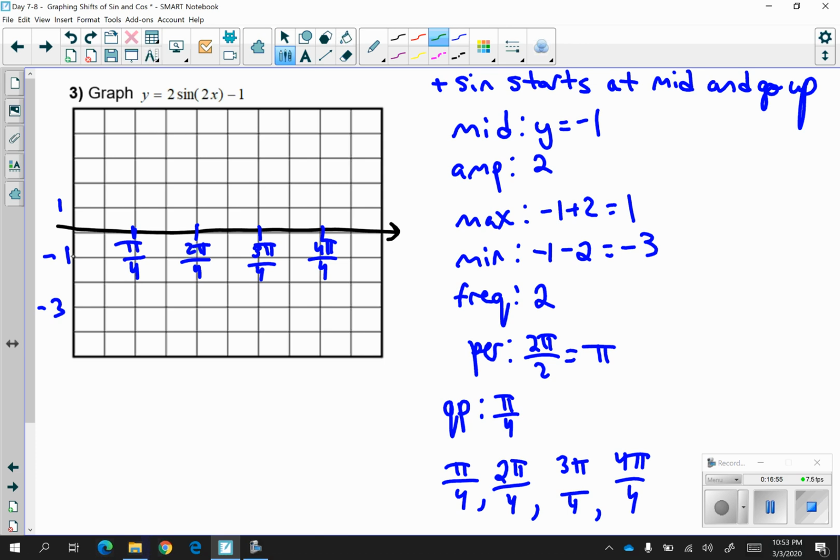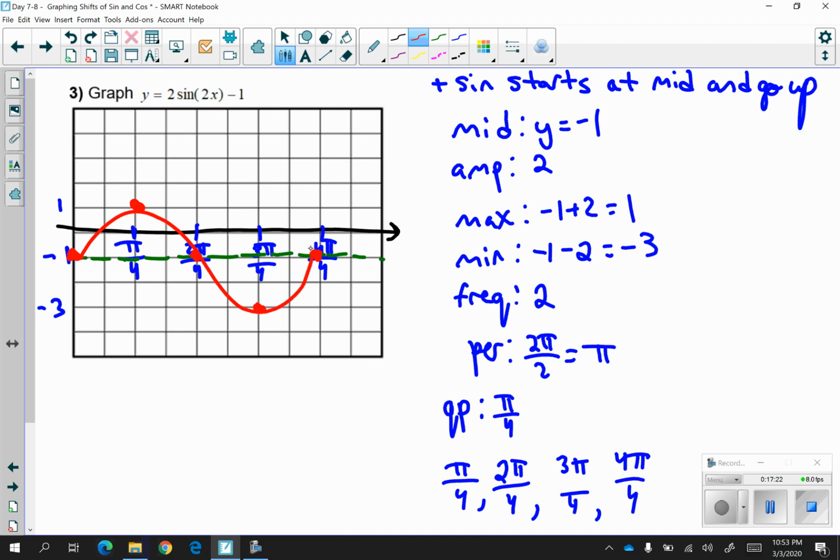Sketch in your midline at -1. And we're going to start at the midline because it's sine. Because it's positive sine, your next quarter point is going to be at the max, back to the midline, down to the bottom, and back to your midline. And there you have it.